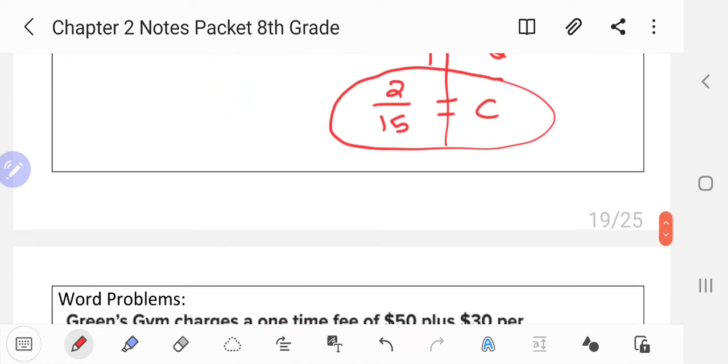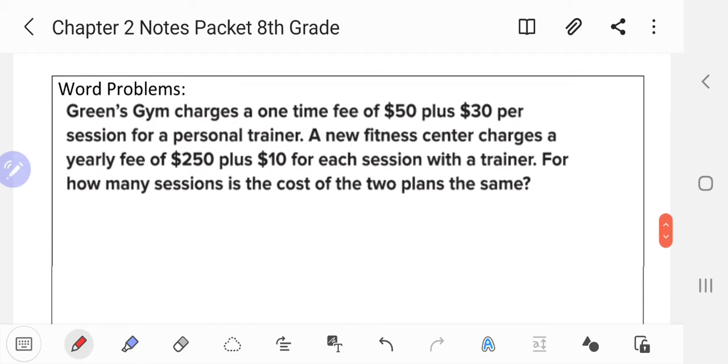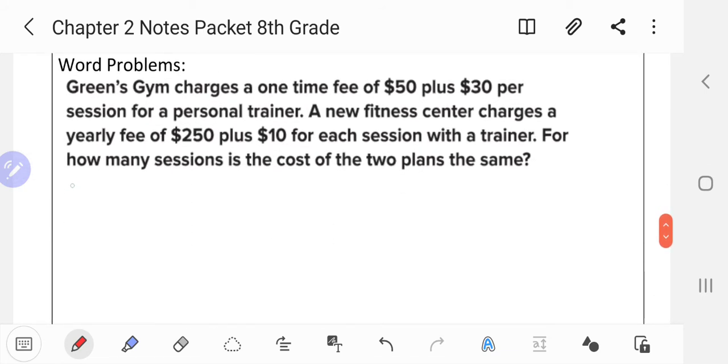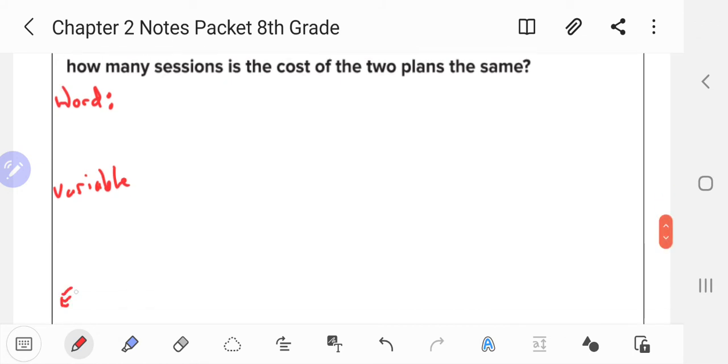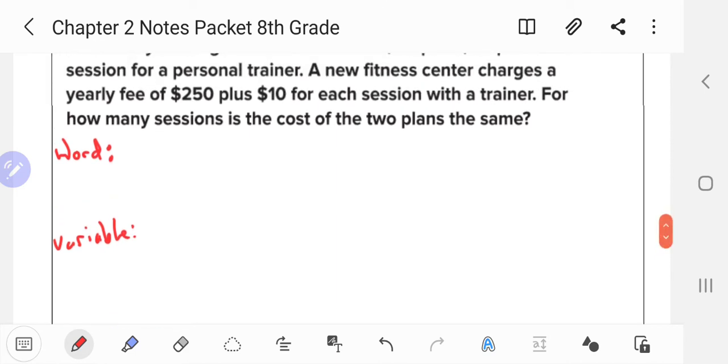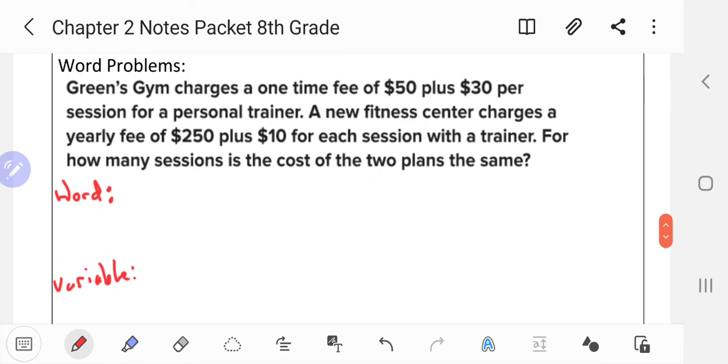Now for our last problem, which is a word problem. Oh no. The important part here is to summarize this in words. Then we're going to do variable, and then we're going to do our equation. All right, now this lesson is all about variables on both sides of the equation, so this is going to be a little bit more complicated than you're used to.